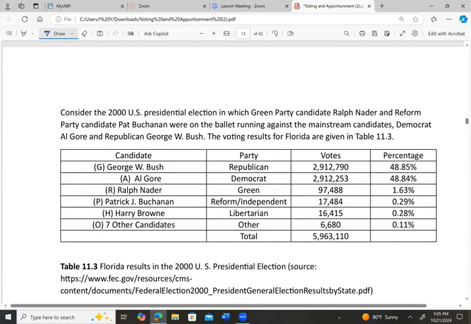So let's go back to consider the 2000 U.S. presidential election, in which Green Party candidate Ralph Nader and Reform Party candidate Pat Buchanan were on the ballot running against the mainstream candidates, Democrat Al Gore and Republican George W. Bush. The voting results for Florida are given in the table below.